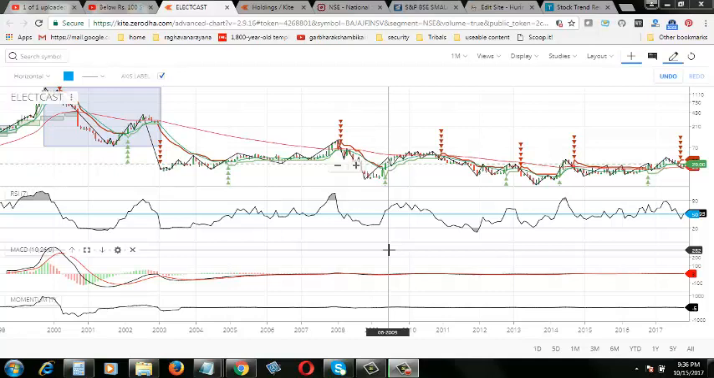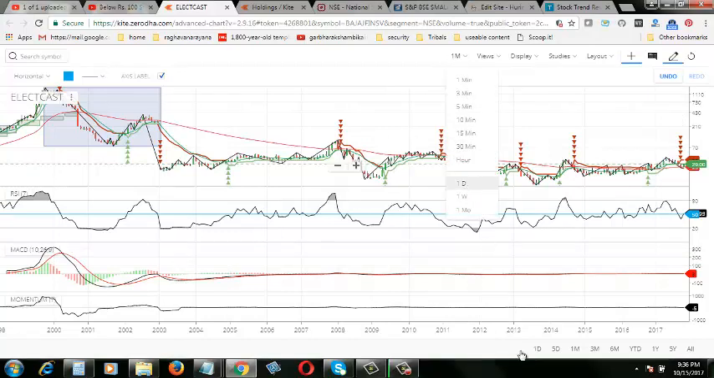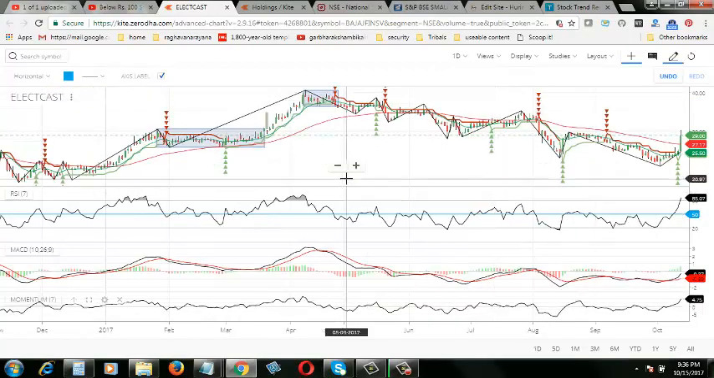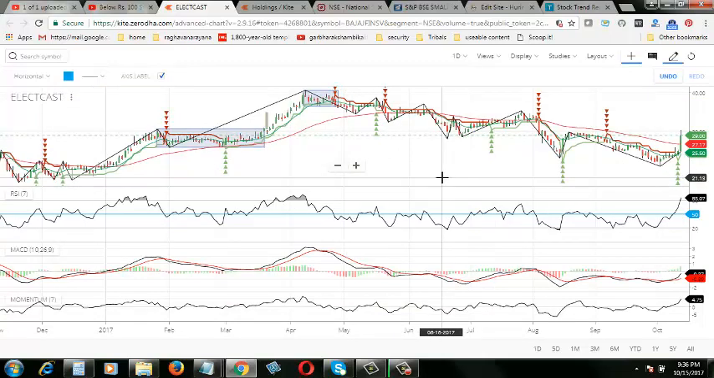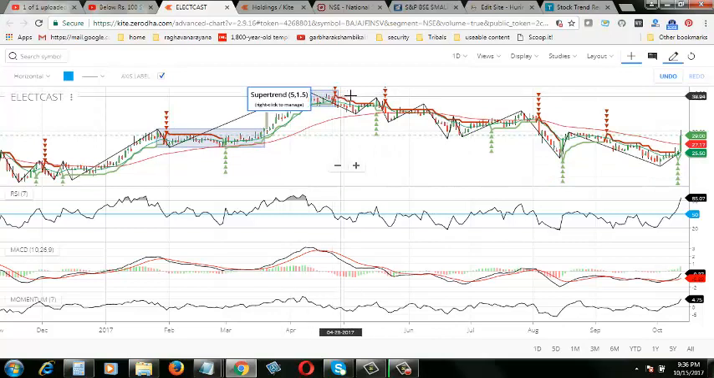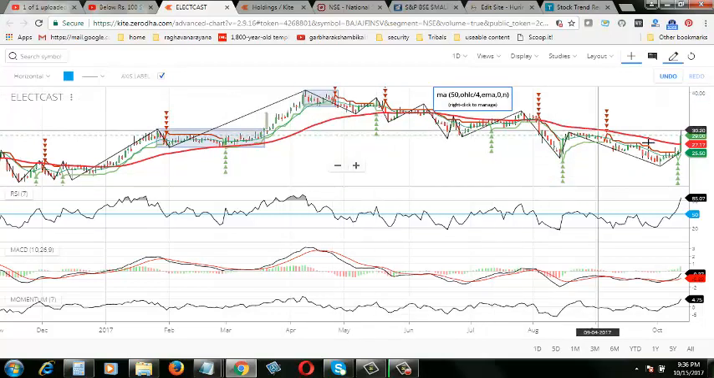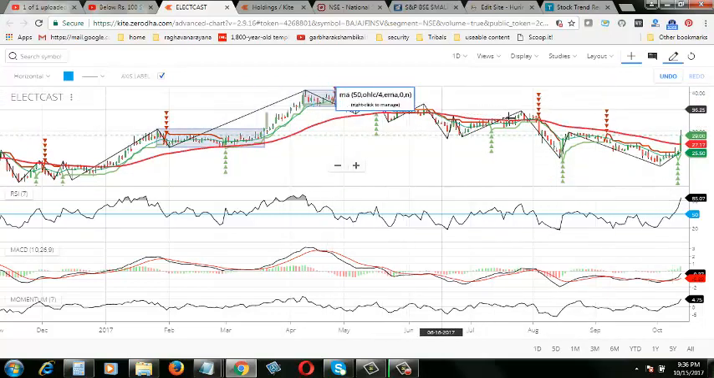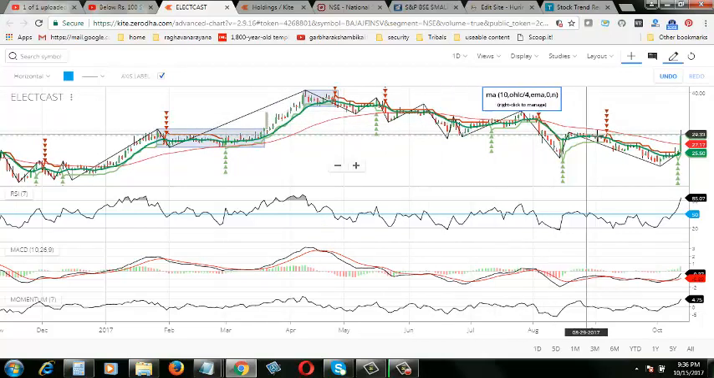Now, coming back to the Electrosteel technical analysis, first I would like to focus on swing trading. So for that, I am going to the day chart. Okay, so this is the day chart of Electrosteel, and what I'm seeing right now is that the overall trend of Electrosteel is coming down. The price is coming down.